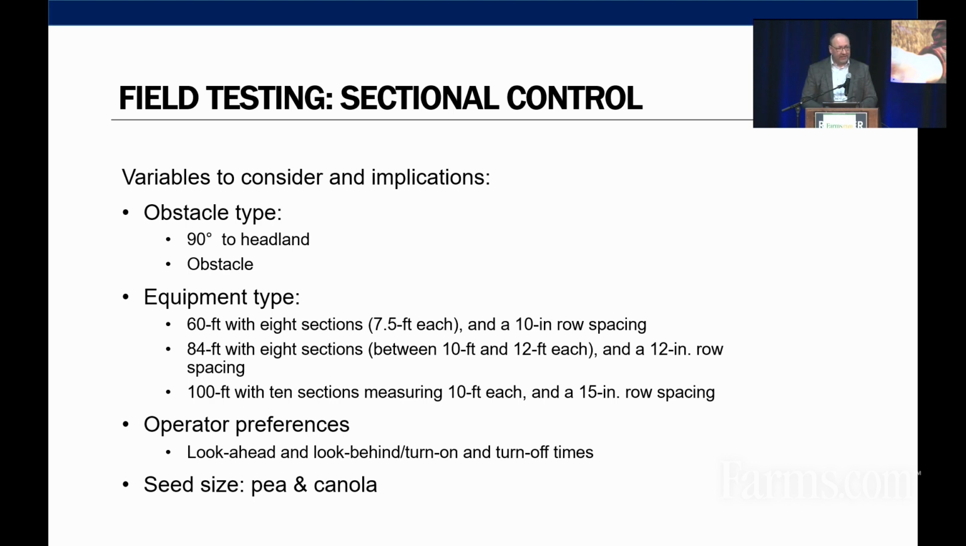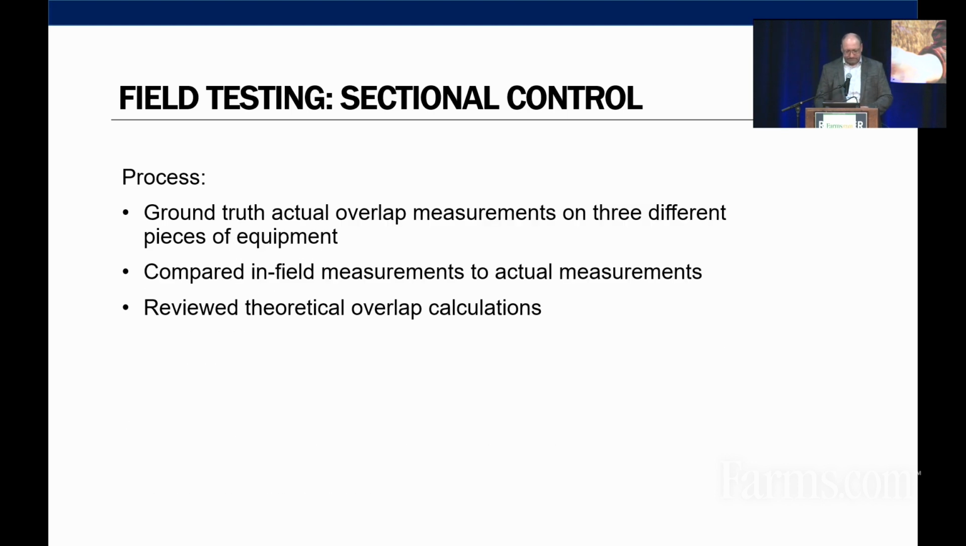And we also looked at two different types of seed, one being pea, being a large seed size, and the other spectrum being canola, being a small seed size, but lots of fertilizer going down, and that pneumatic conveying system. What does that do for your overlap potential and the results thereof that go with it? So we looked at ground truthing, the actual overlaps. We had our people in the field on those three different pieces of equipment, and we compared our infield measurements, counting plants, looking at the area that we saw overlap compared to what the theoretical was when you look at your monitor, and going through that process to understand what that overall aggregate of information looks like.